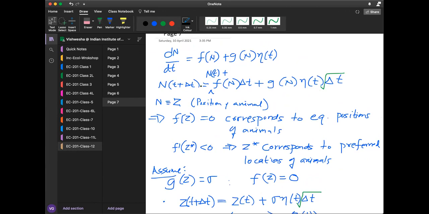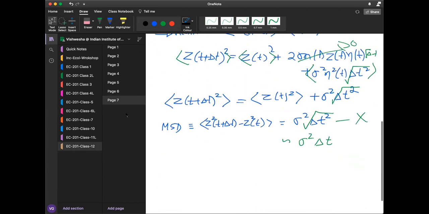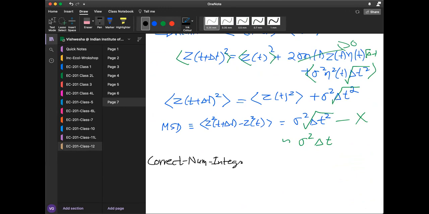Does that make sense? So let me write down how you should numerically integrate a stochastic model, if you trust what I have done.